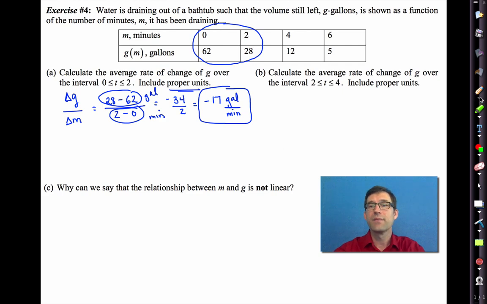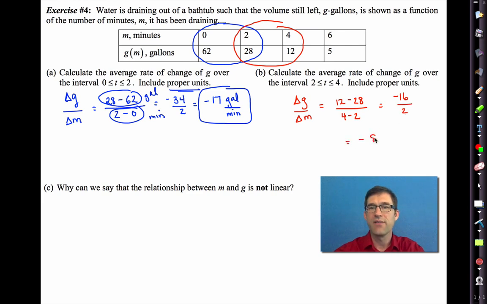Now it says, calculate the average rate of change for 2 to 4. Include proper units. Again, pause the video and go ahead and do that. All right, let's go through it. Delta G divided by delta M is going to be 12 minus 28, all divided by 4 minus 2. That's going to give us negative 16 divided by 2, and that's negative 8, same units, gallons per minute.